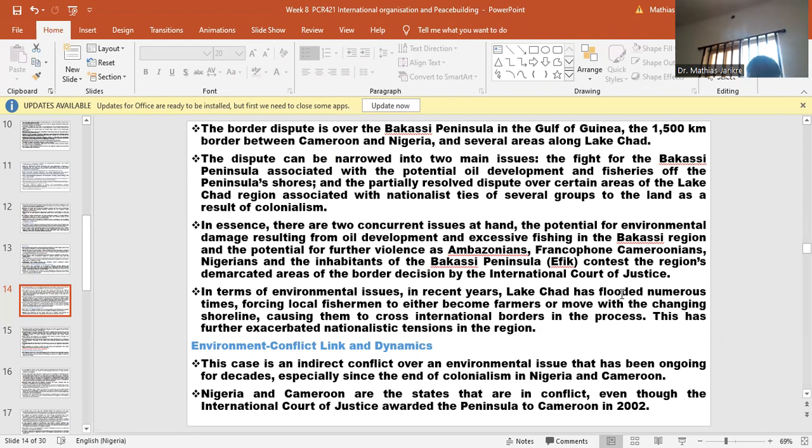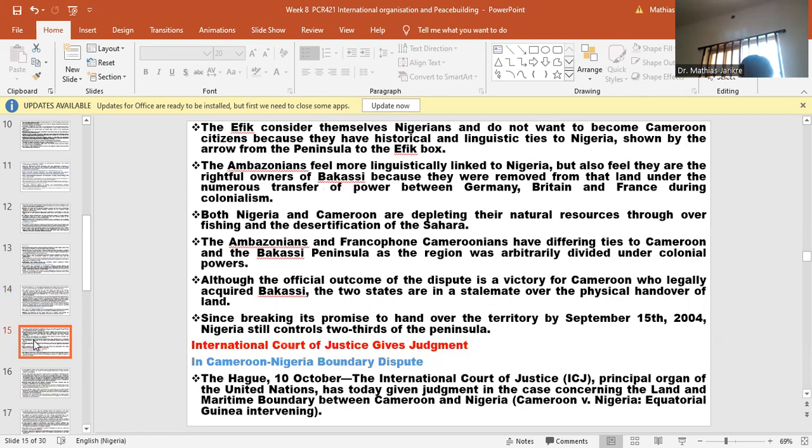Now, let us look at the environmental conflict link and dynamics. The case is an indirect conflict over environmental issues that have been ongoing for decades, especially since the end of colonialism in Nigeria and Cameroon. Nigeria and Cameroon are states in conflict, even though the International Court of Justice awarded the peninsula to Cameroon in 2002. The Bakassi consider themselves Nigerian and do not want to become Cameroonian citizens because they have historical and linguistic ties to Nigeria, shown by the arrow from the peninsula to the box.